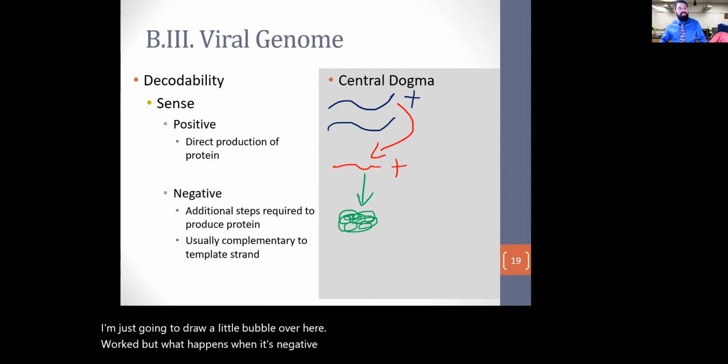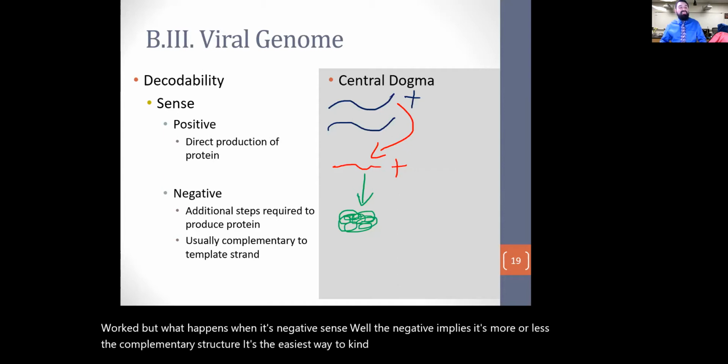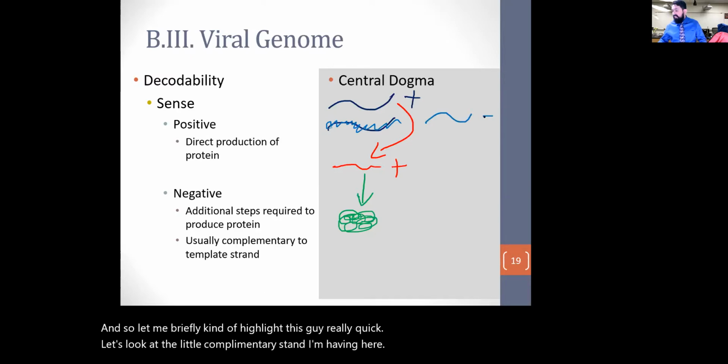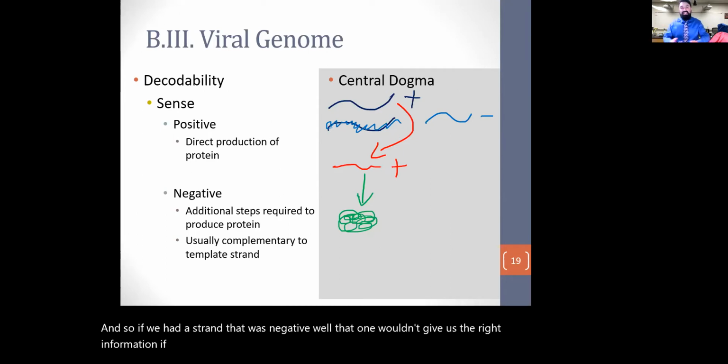Well, the negative implies that it's more or less the complementary structure. It's the easiest way to kind of explain it. It's the other strand. And so let me briefly highlight this guy really quick. Let's look at the little complementary strand I'm having here. And so if we had a strand that was negative, well, that one wouldn't give us the right information. If we actually transcribed and translated that guy, it wouldn't give us the correct code.